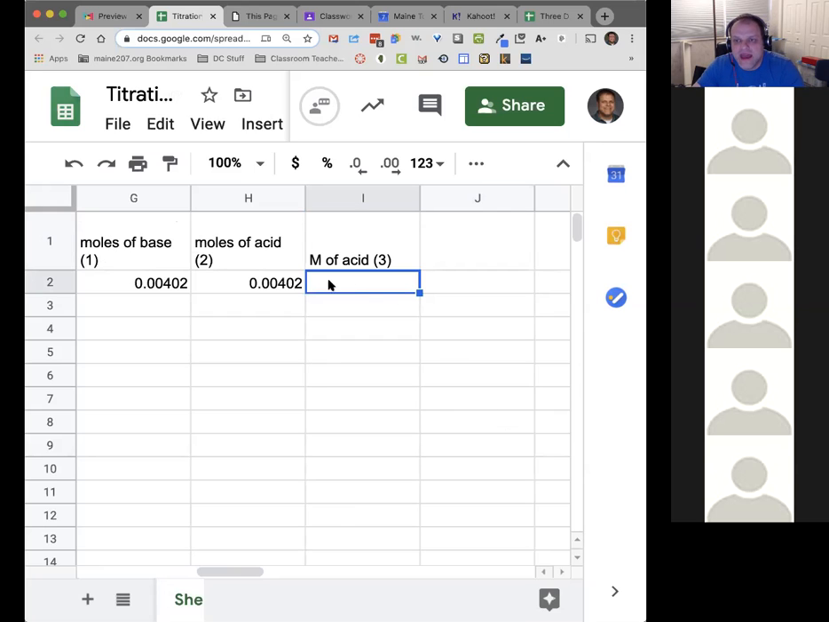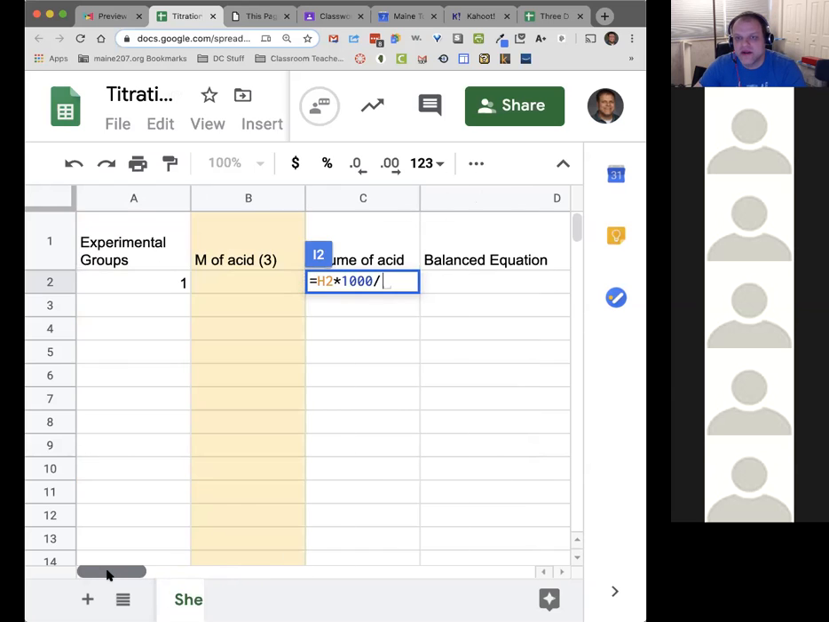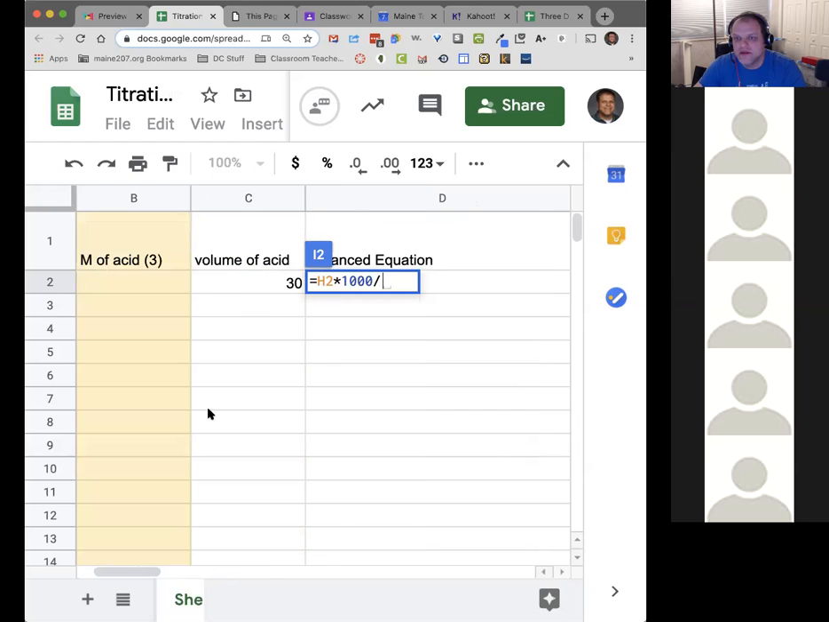So the molarity of the acid then is going to be equals, okay, so we've got this many moles of acid. So we said that that was 0.004 times 1,000 divided by however many milliliters of acid we started with, which was right here.